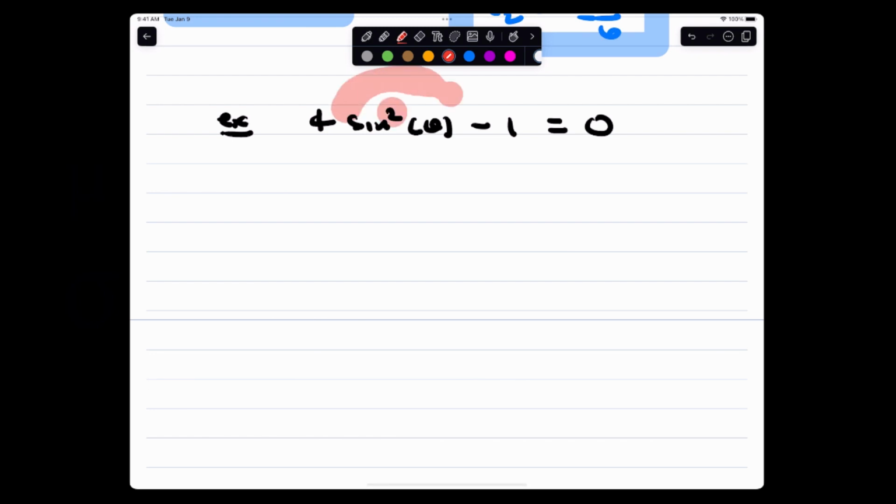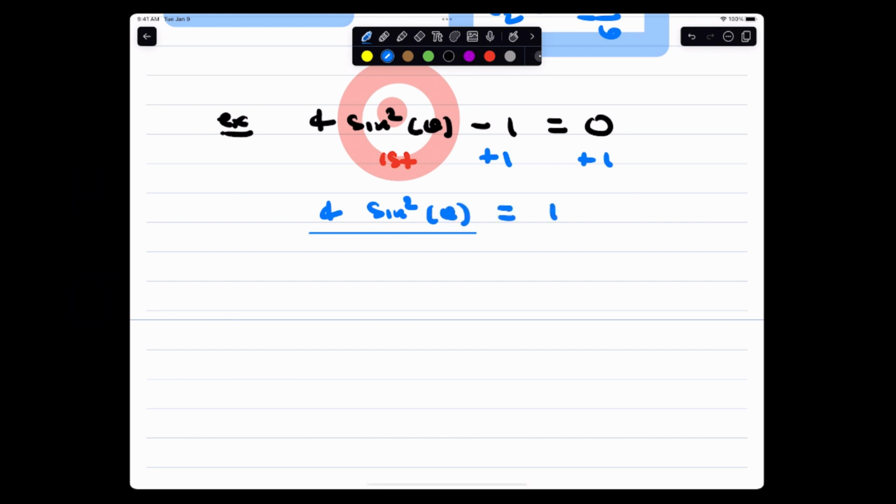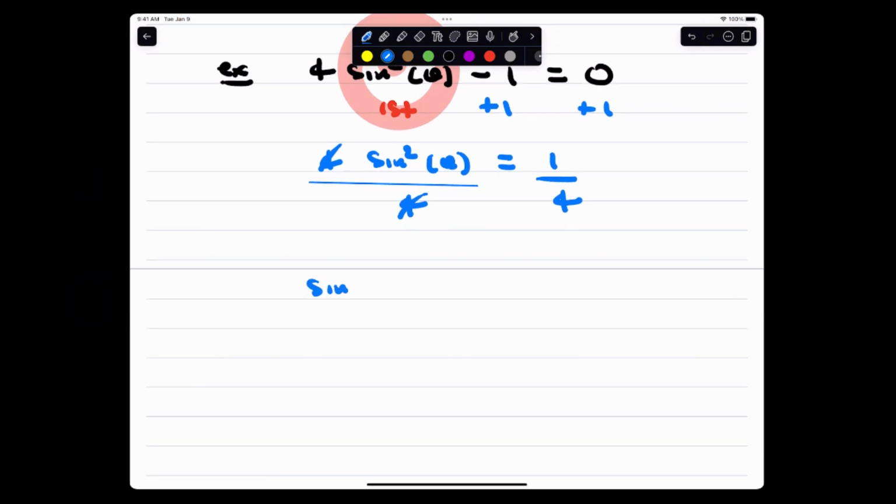So let's see how we're going to approach this. We're going to approach it the same way. Right? We're going to first do what? Solve for sine squared theta. So you say, how do I do that? You're going to say, this is going to be what? 4 sine squared theta is 0 plus 1, which is 1. You're going to divide both sides by 4. Sine squared theta equals what? 1/4.